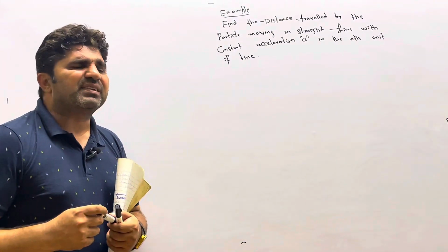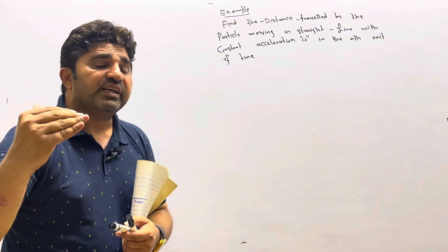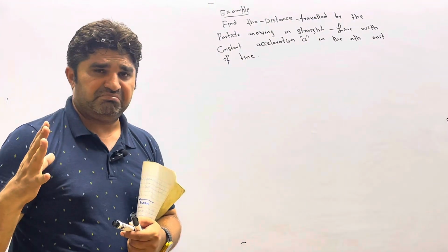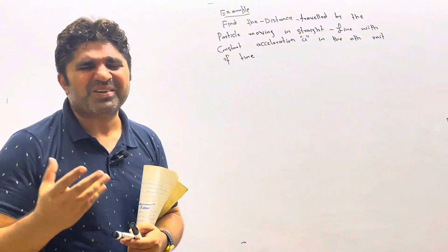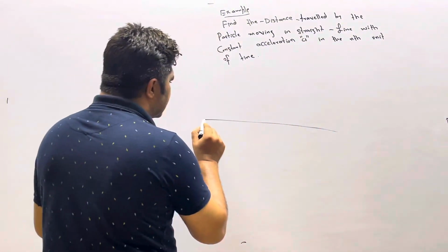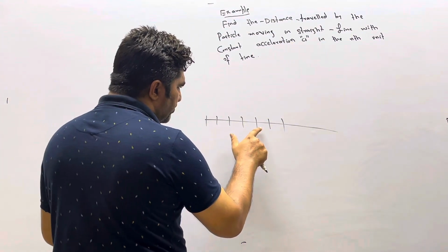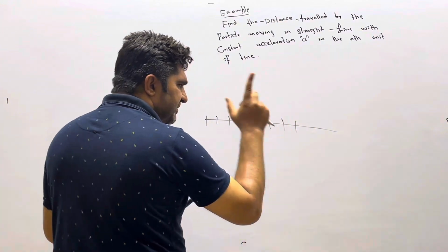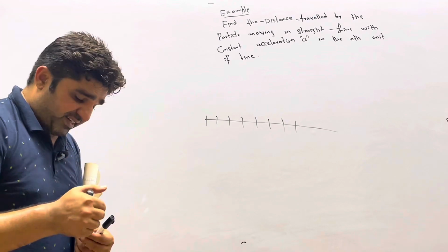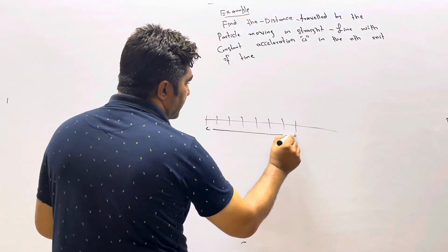For example, if someone says that some particle is moving along a straight line with a constant acceleration a, and you have to find out the distance traveled by the particle during just the 7th second. Then what do you have to do? You will find the distance traveled by the particle during 7 seconds, 1, 2, 3, 4, 5, 6, 7. This will be the distance. Let's say I call it x1.